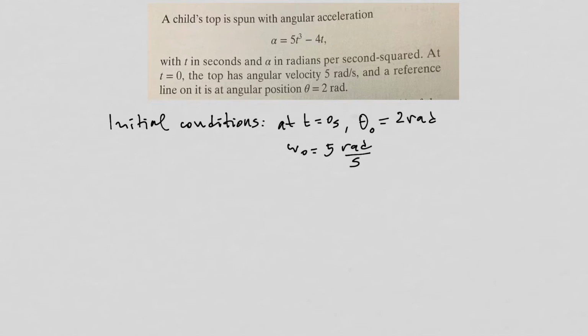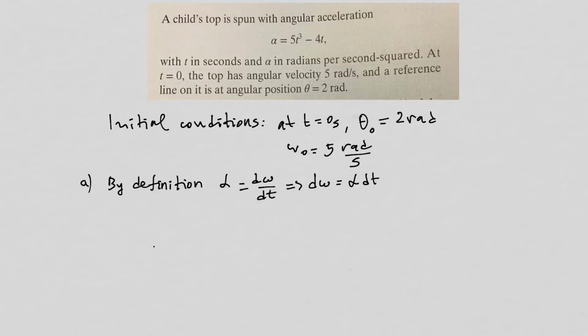Let's derive the angular velocity function when we know the angular acceleration function as a function of time. First, let's list the initial conditions of the problem: at time equal to 0 seconds, the initial angular position is 2 radians, and the initial angular velocity is 5 radians per second.